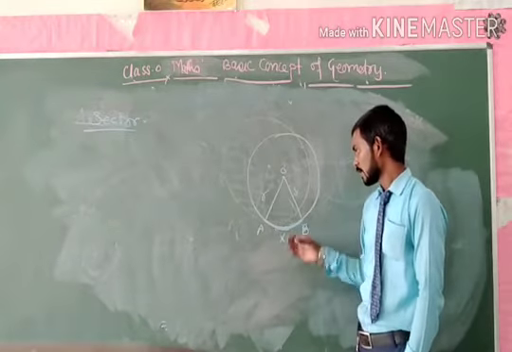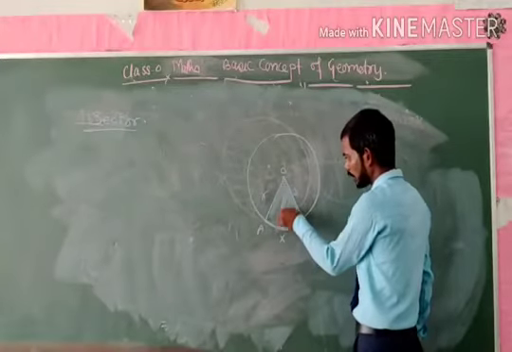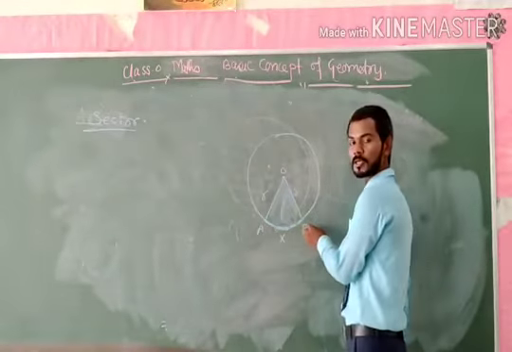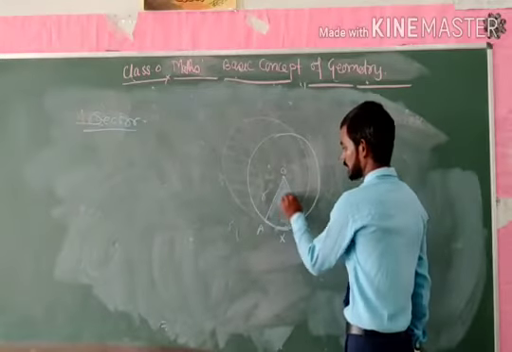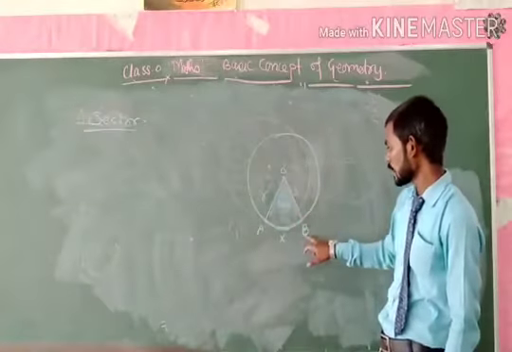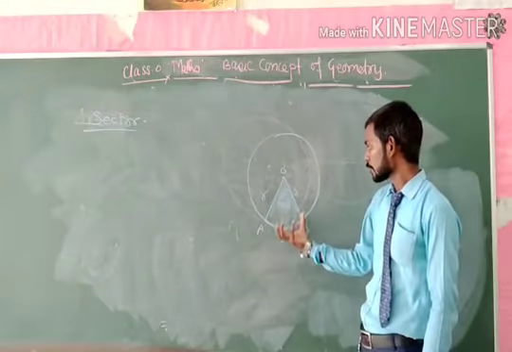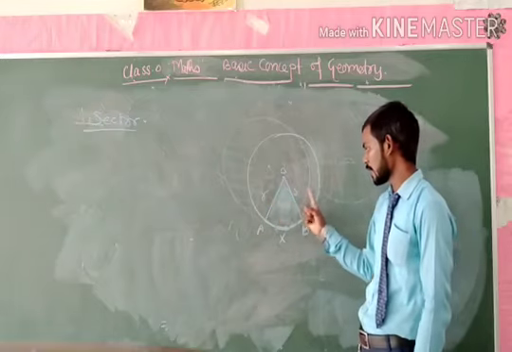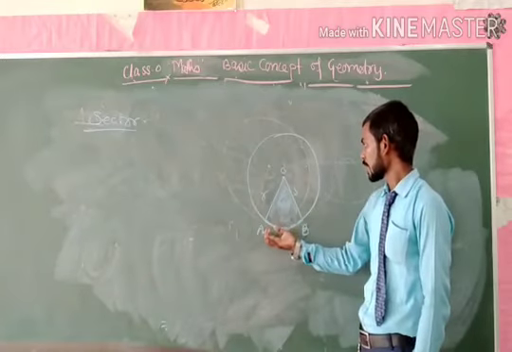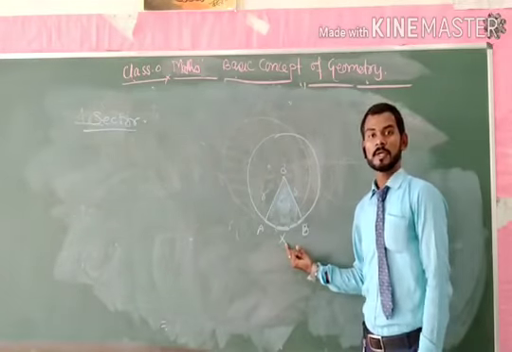So we define that the region enclosed by the two radii R and S and the one arc AXB is known as a sector of the circle. Here we can see that AOBX is the small portion which is enclosed by the radii R and S and the arc AXB, so AOBX is known as a sector of the circle.